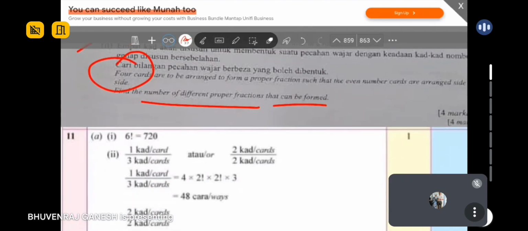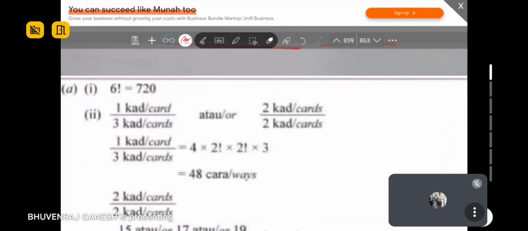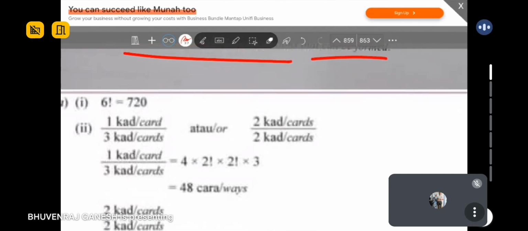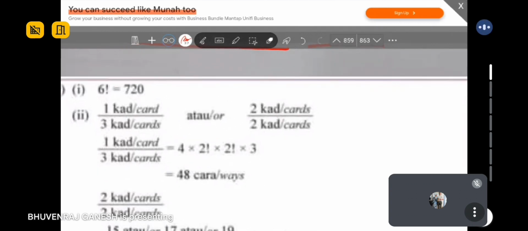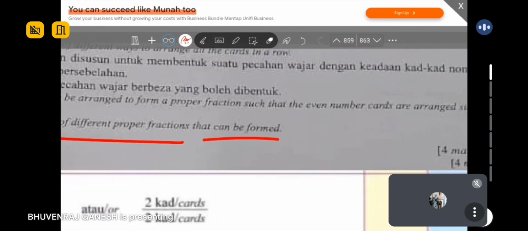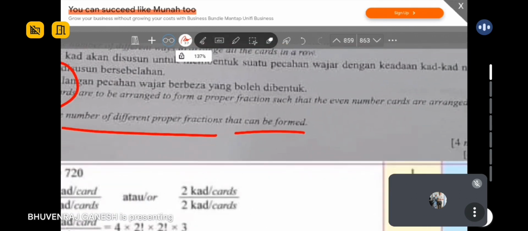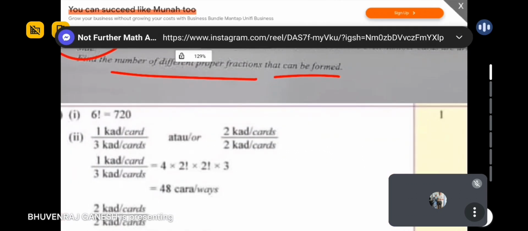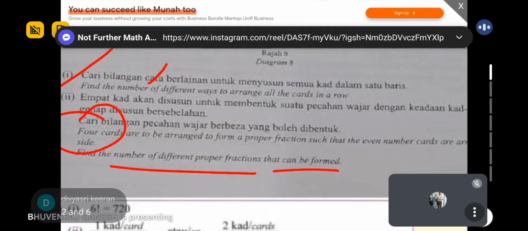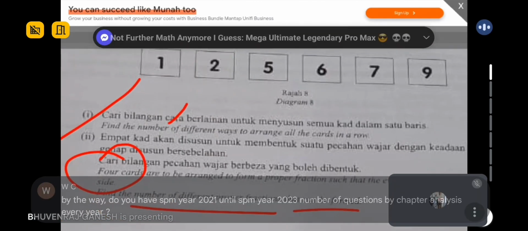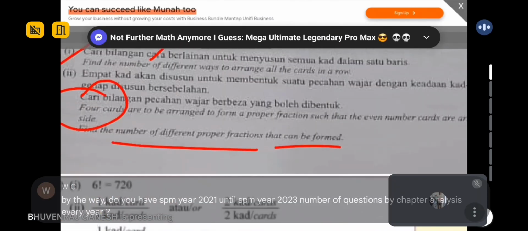So this is the way we do it. Okay, guys. So for 1 card on top, 3 cards at the bottom, this is the method. First of all, they also say it's even number. Even numbers are arranged side by side. Nombor yang genap kena bersebelahan. So over here, if you refer 2 and 6, it means that 2 and 6 always bersebelahan.